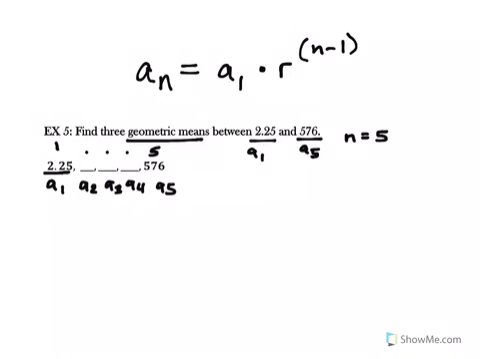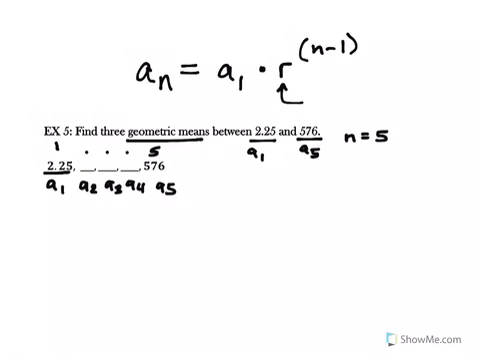So we're just going to use our explicit formula here in order to solve for r. We're not sure what r is, but if we can figure out what r is, then we can just apply it to the first term and continue to apply it to solve for a sub 2, 3, and 4.